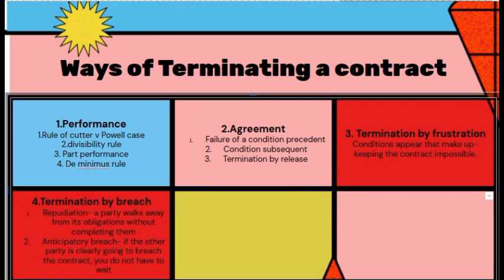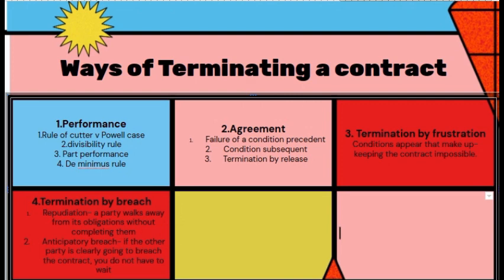We also have to note that a contract is not frustrated just because it becomes more expensive or difficult to complete. Frustration only affects future obligations. So we also have, fourthly, a way of terminating a contract known as termination by breach. This is where one of the parties does not keep their promise.